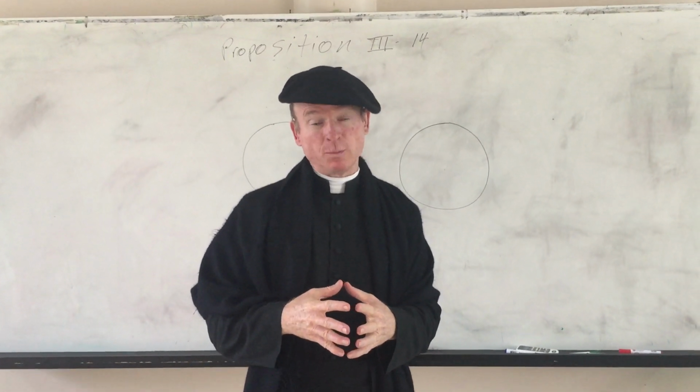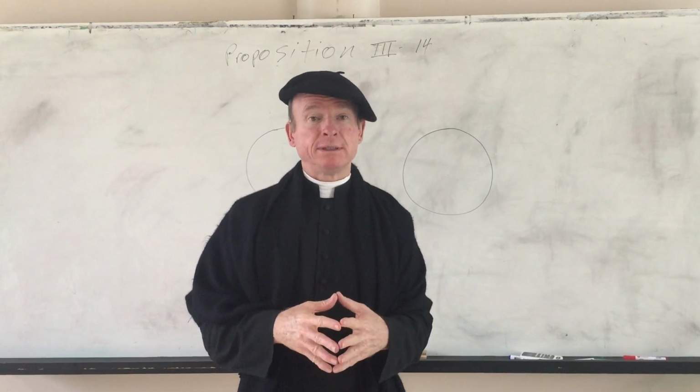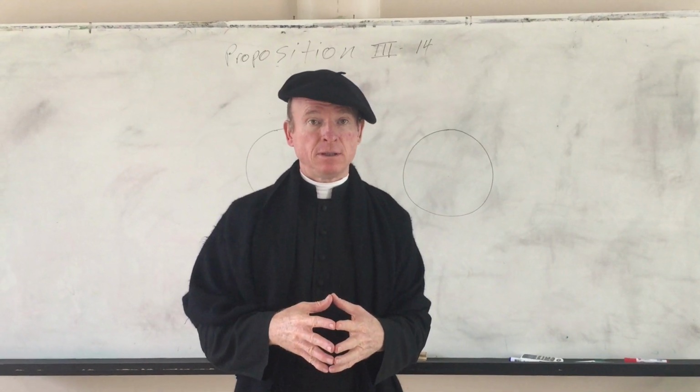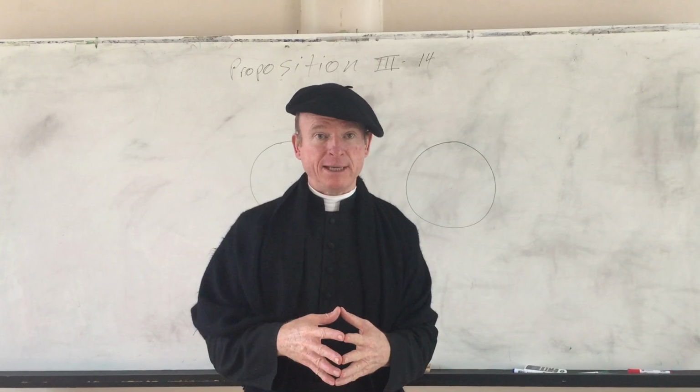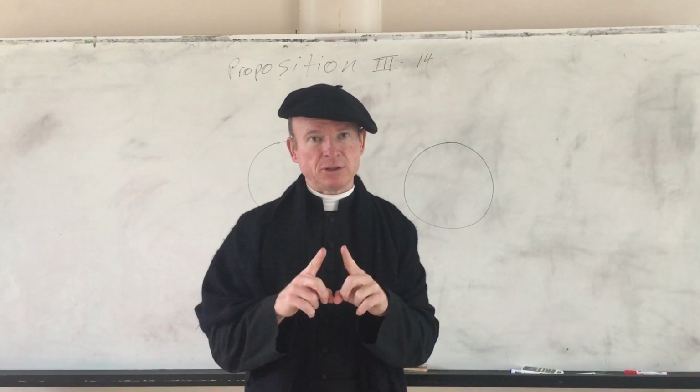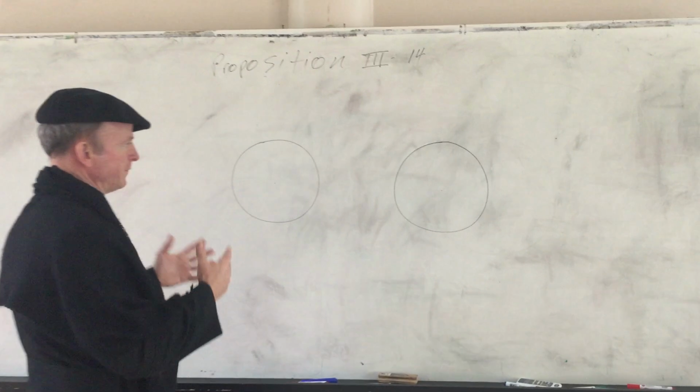If straight lines in a circle be equal, they will be equally distant from the center. And if straight lines in a circle be equally distant from the center, they will be equal. Two propositions in one. Here we have two circles.